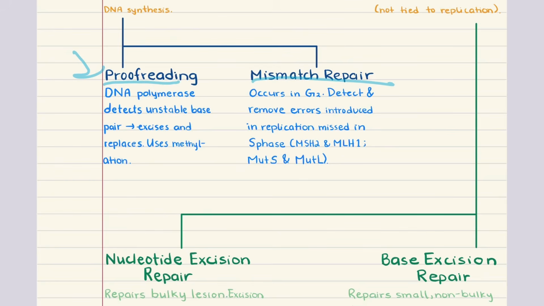Then there's mismatch repair. On the other hand, it occurs after replication is complete, specifically during the G2 phase of the cell cycle. This system scans for base pairing errors that escaped proofreading, and it uses methylation to distinguish the newly synthesized strand from the template strand, and then removes the error and replaces it. The key players here include MSH2 and MLH1, which help recognize the mismatch. And then it includes proteins MutS and MutL, which coordinate the repair.